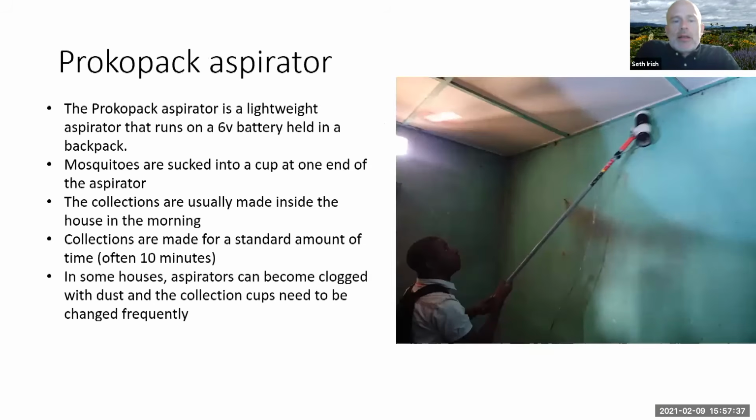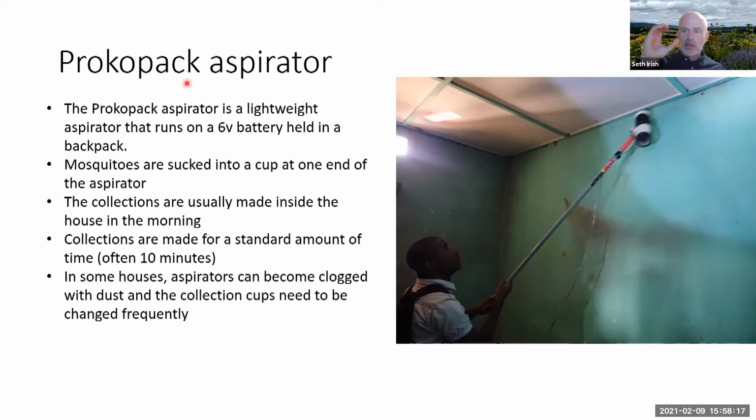And then I'll speak about the Prokopack Aspirator. I understand that this may be a new method to many of you. And often in the past, aspirators were big, heavy units that were strapped on like a backpack, had a motor on the back and a big battery. And in recent years, this more lightweight, cheaper model was developed. And I'll show you a video. Hopefully it will talk a little bit about the development of this aspirator, and we'll also show you exactly how it's done.